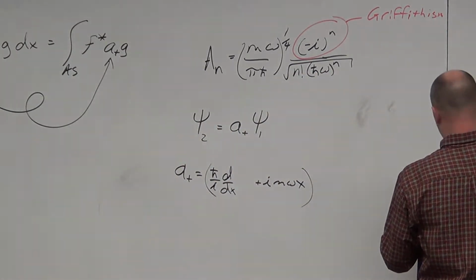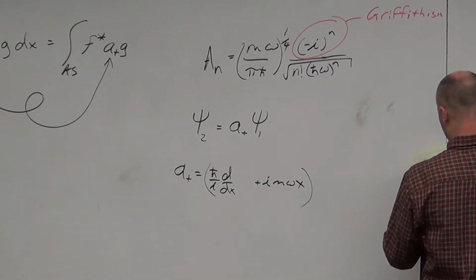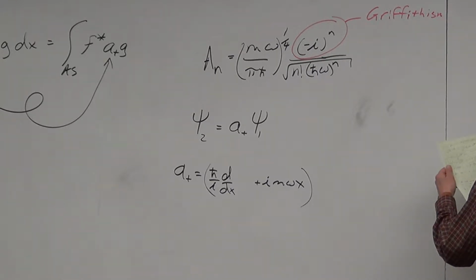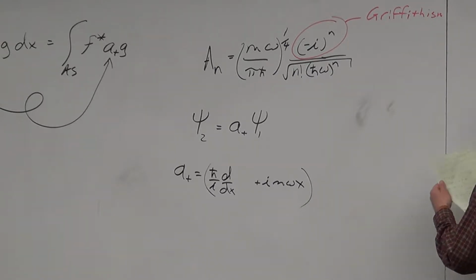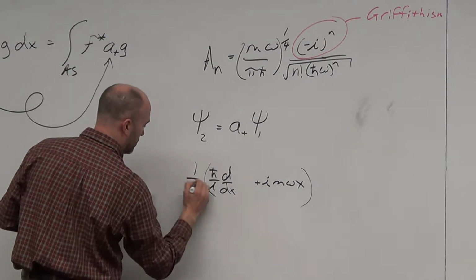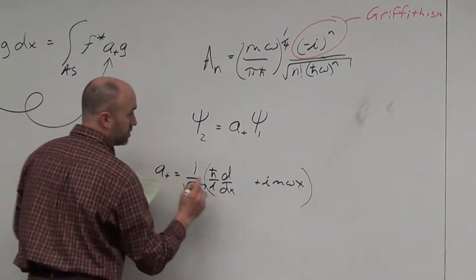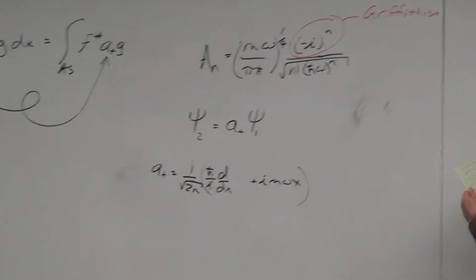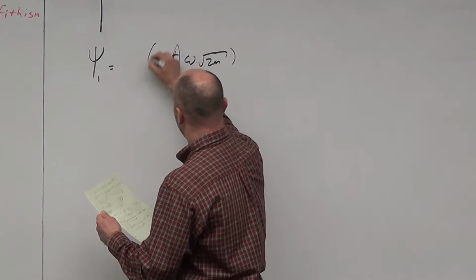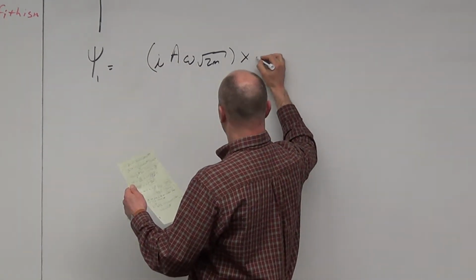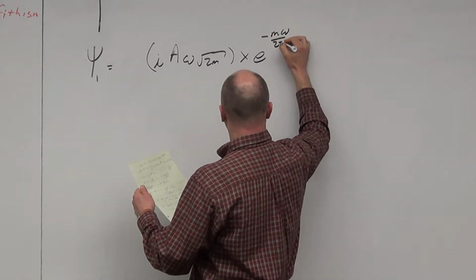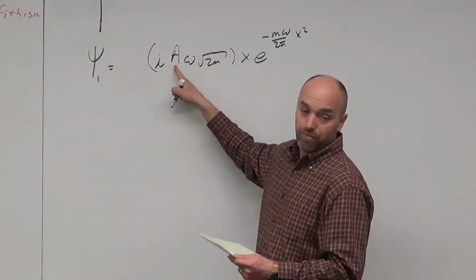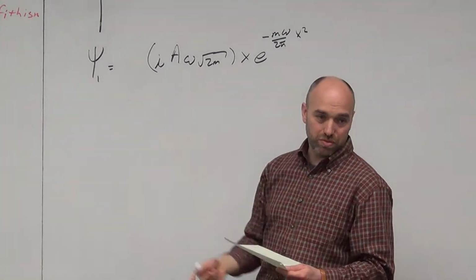I said psi 1 was equal to 1 over square root of 2m times i, but there's this had 1 over square root of 2m. Oh yeah, it does. i A omega square root 2m x e to the negative m omega over 2 h bar x squared. That's what I used. So, Preston, you asked, I did not, I left my A in there. Okay. But I left these constants in there too.